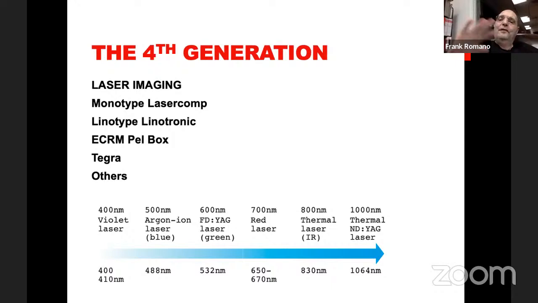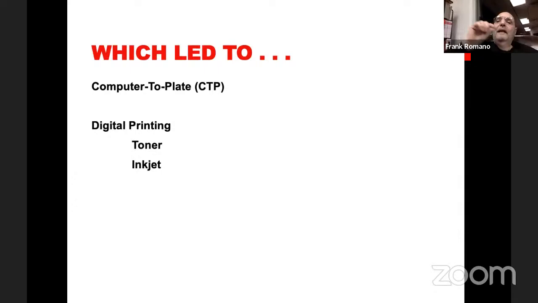Now, the interesting thing is that these laser machines led to computer to plate, which really was the single technology that wiped out the typesetting machine altogether. Because now, instead of going to photo material, which you had to paste up or assemble or output as film or paper, you now could go directly to the plate and bypass all of that prepress. And that was a major change in the industry. Today, every printer in the world outputs computer to plate or digital printing.